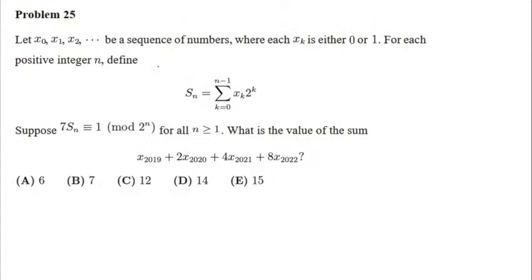AMC 10B 2022, problem 25. Let x0, x1, x2, and so on be a sequence of numbers where each xk is either 0 or 1. For each positive integer n, define Sn equal to the sum from k equals 0 to n minus 1 of xk times 2 to the k. Suppose 7 times Sn is congruent to 1 mod 2 to the power of n for all n greater than or equal to 1. What is the value of the sum of this?